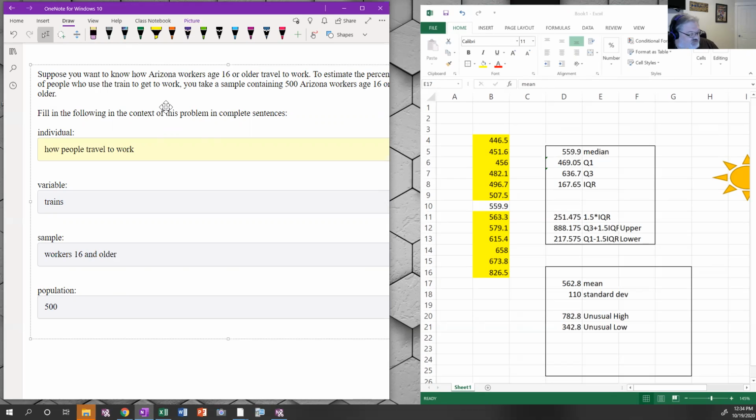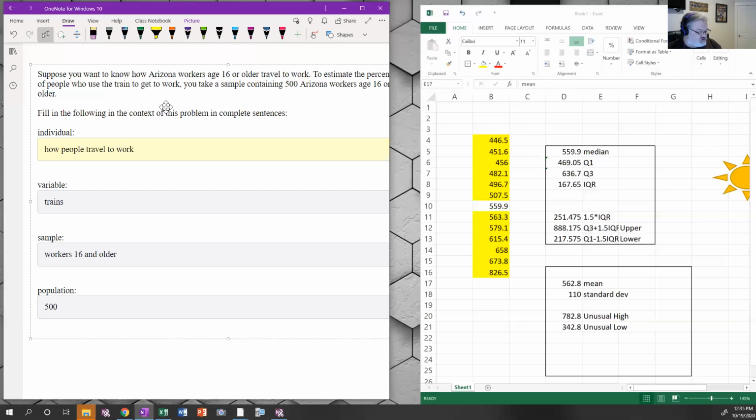So what are your individuals? Your individuals are where your data is specifically coming from. So your sample, you sampled 500 people. So your individual is that individual 16 or older worker. So even with things like how people travel to work, that's what you're studying. That's like your subject. But the individual from which you're getting your data is your individual workers that are being questioned.